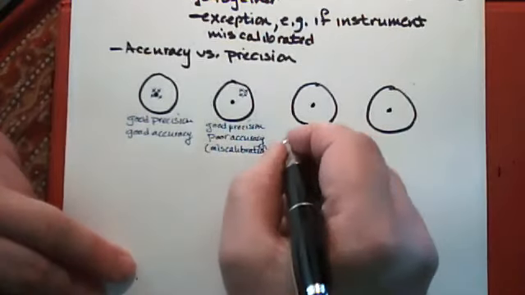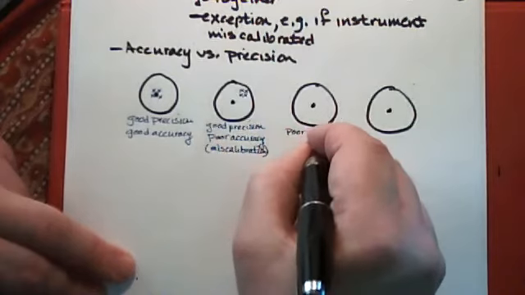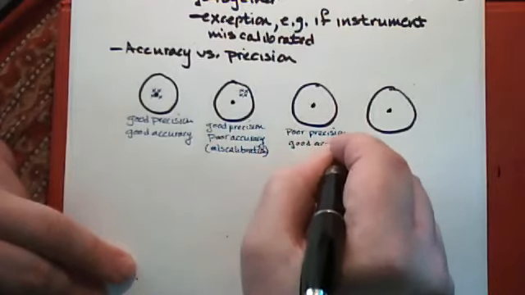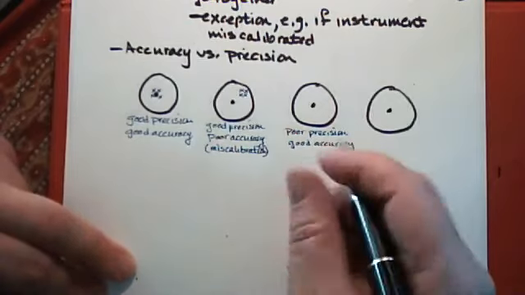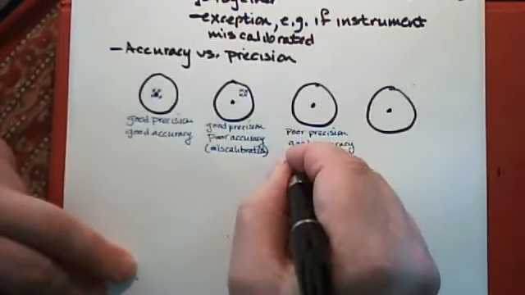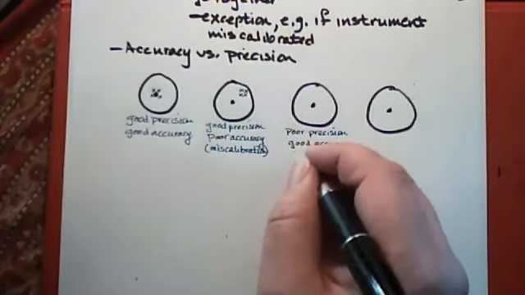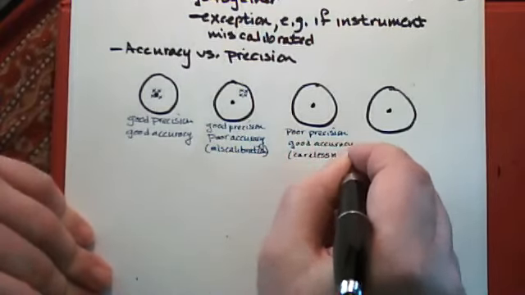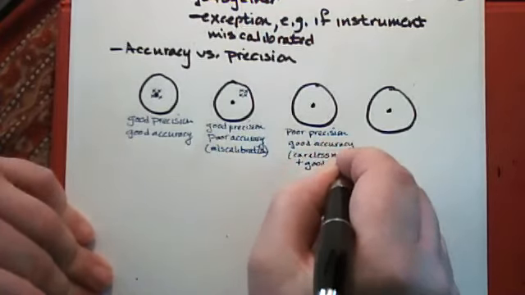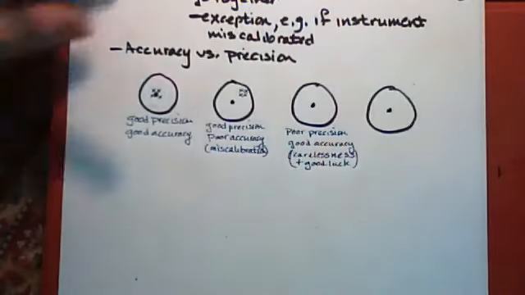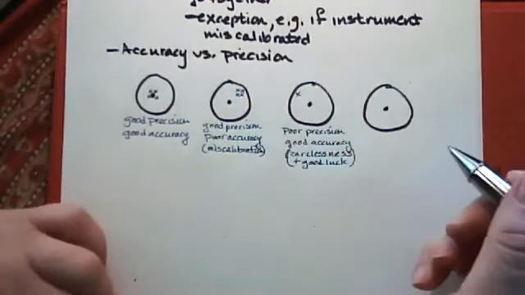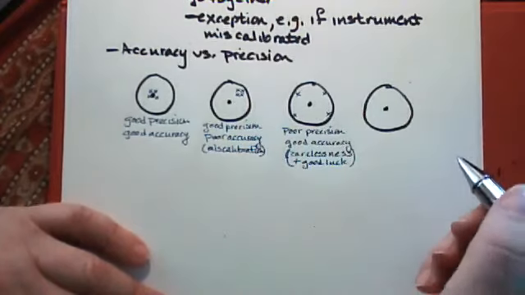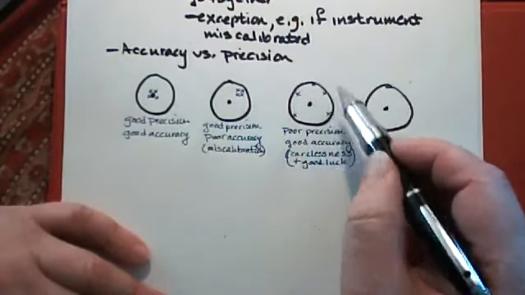Okay, you might have, say, poor precision, but good accuracy. And this actually happens more often than you'd think. This could be caused by, say, carelessness combined with a bit of luck. Okay, and say one arrow or one dart lands there, and one dart lands there, and the third one lands there, and the fourth one lands there. So obviously the darts are nowhere near each other. They're all over the place.